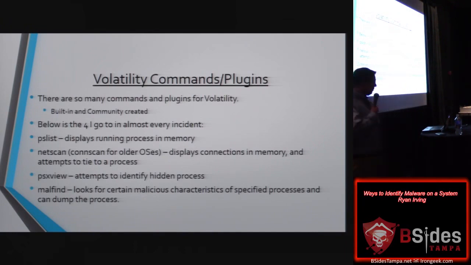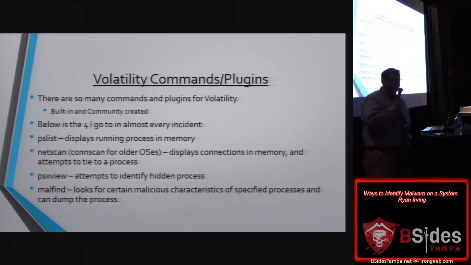Very important, and we're going to see that in a moment. Also the netscan command, which is for Windows 7 and newer. If you're using Windows XP, you would use the connscan command to get the same type of information out of it. This will display your connections in memory and attempts to tie them to a process, which is very important. So if you can tie a network connection to a known process, you can say, hey, this process is the one that's actually trying to go out to China or Russia, or it's going out exfiltrating stuff.